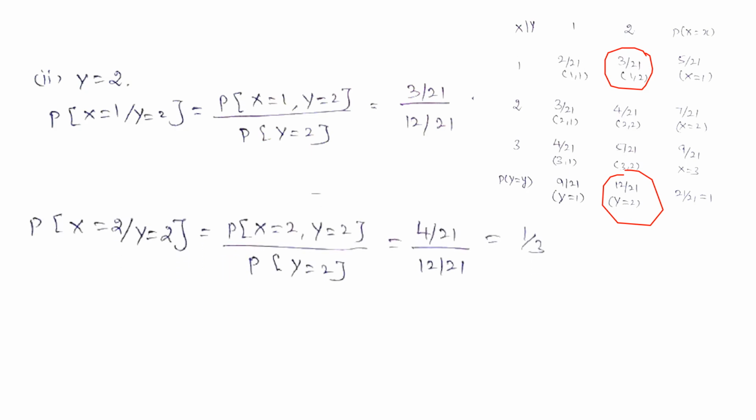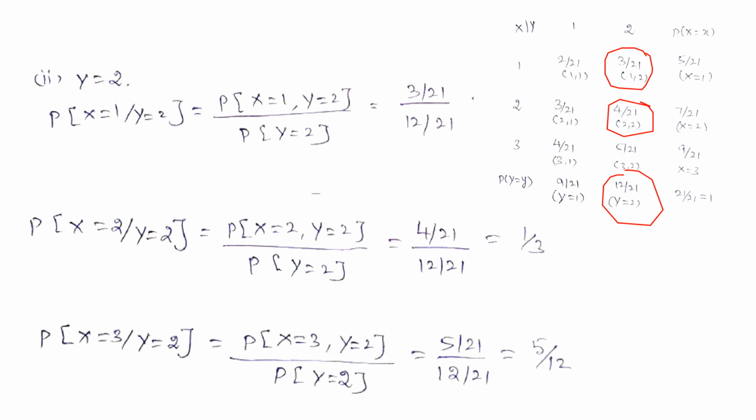Similarly, I can find P of X equal to 2 given Y equal to 2. By the formula, this is P of X equal to 2, Y equal to 2, divided by P of Y equal to 2. From the table, the value for 2 comma 2 is 4 by 21, and the marginal distribution of y is 12 by 21. Dividing both, I will get 1 by 3.